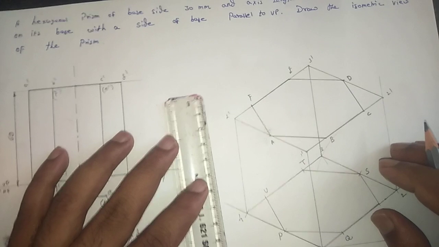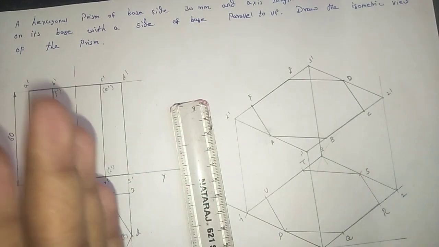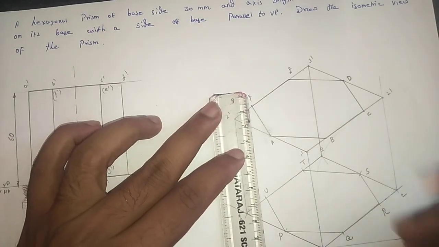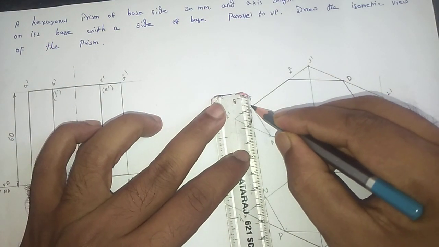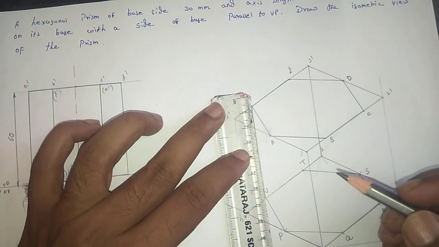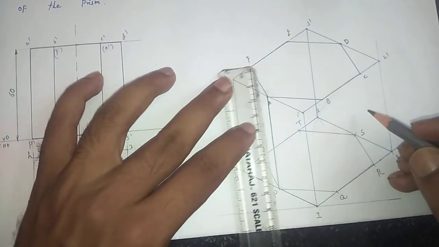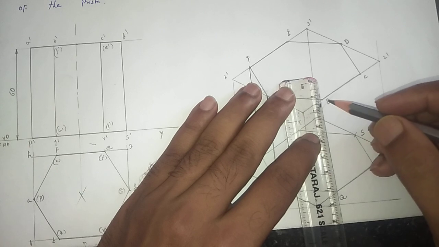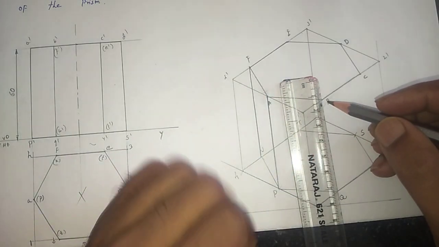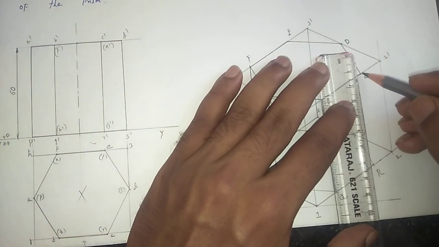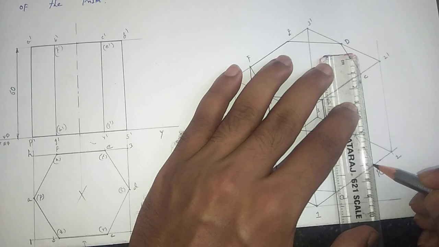And here we need to connect the longer edges. The visible long edges are F and U. F and U will be visible, so we need to connect by a dark line. And A and P is a visible long edge, connect dark line. B and Q is a visible long edge. We need to connect by a dark line. C and R is a visible long edge. We need to connect by a dark line.